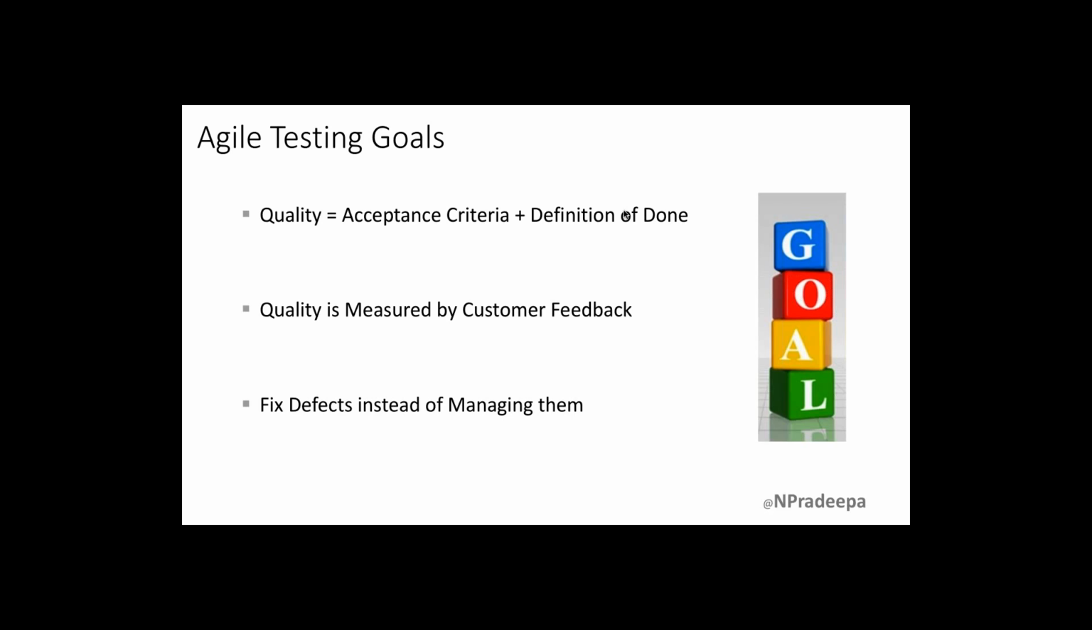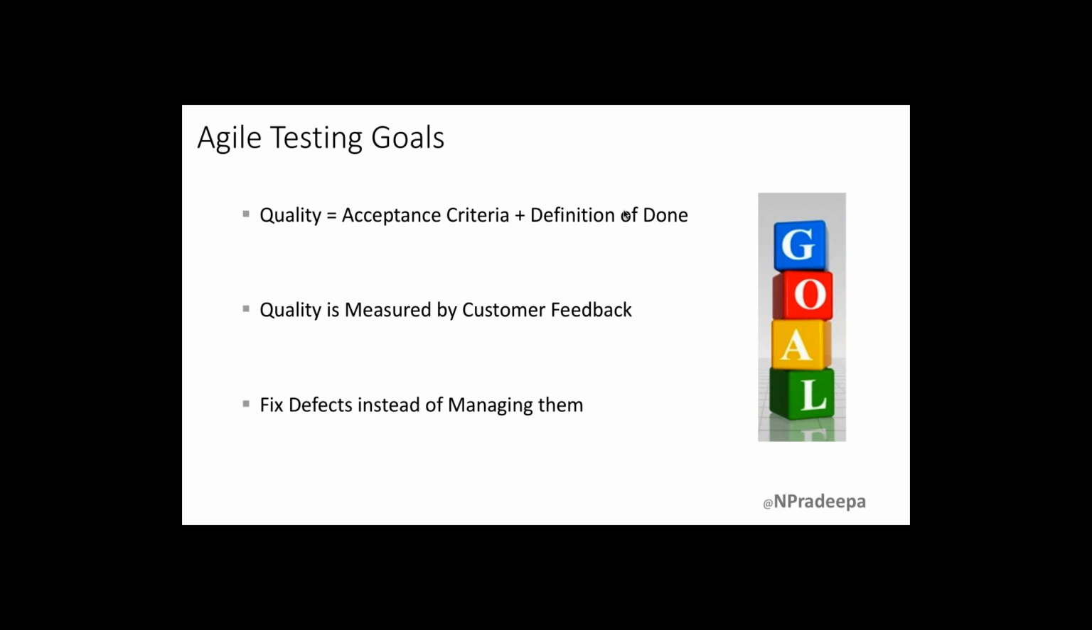Quality is also measured by what your customer has to say about the quality. It can be in the form of customer satisfaction survey score, number of sales, how many production bugs we have, net promoter score. So the ultimatum comes from what your customer has to say, right?